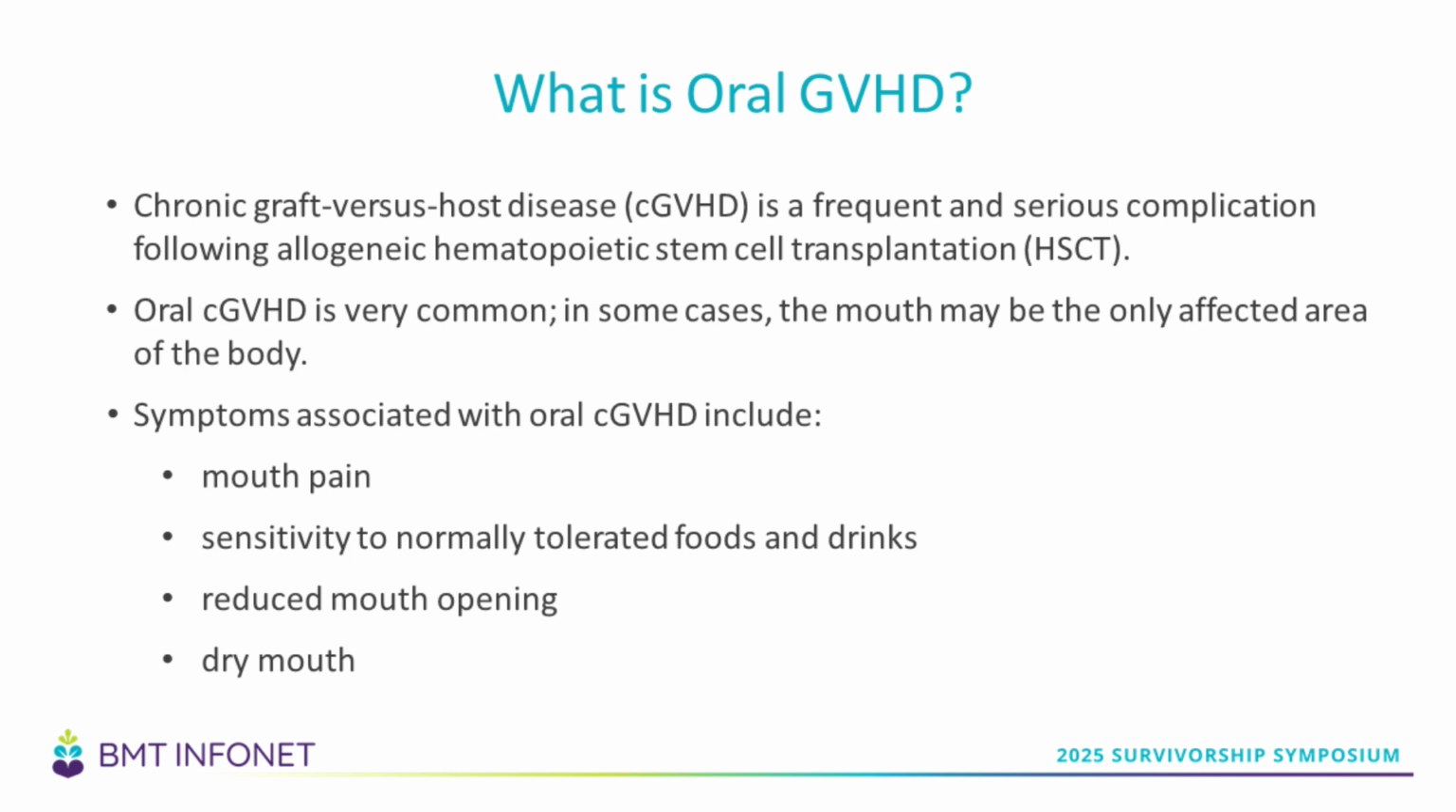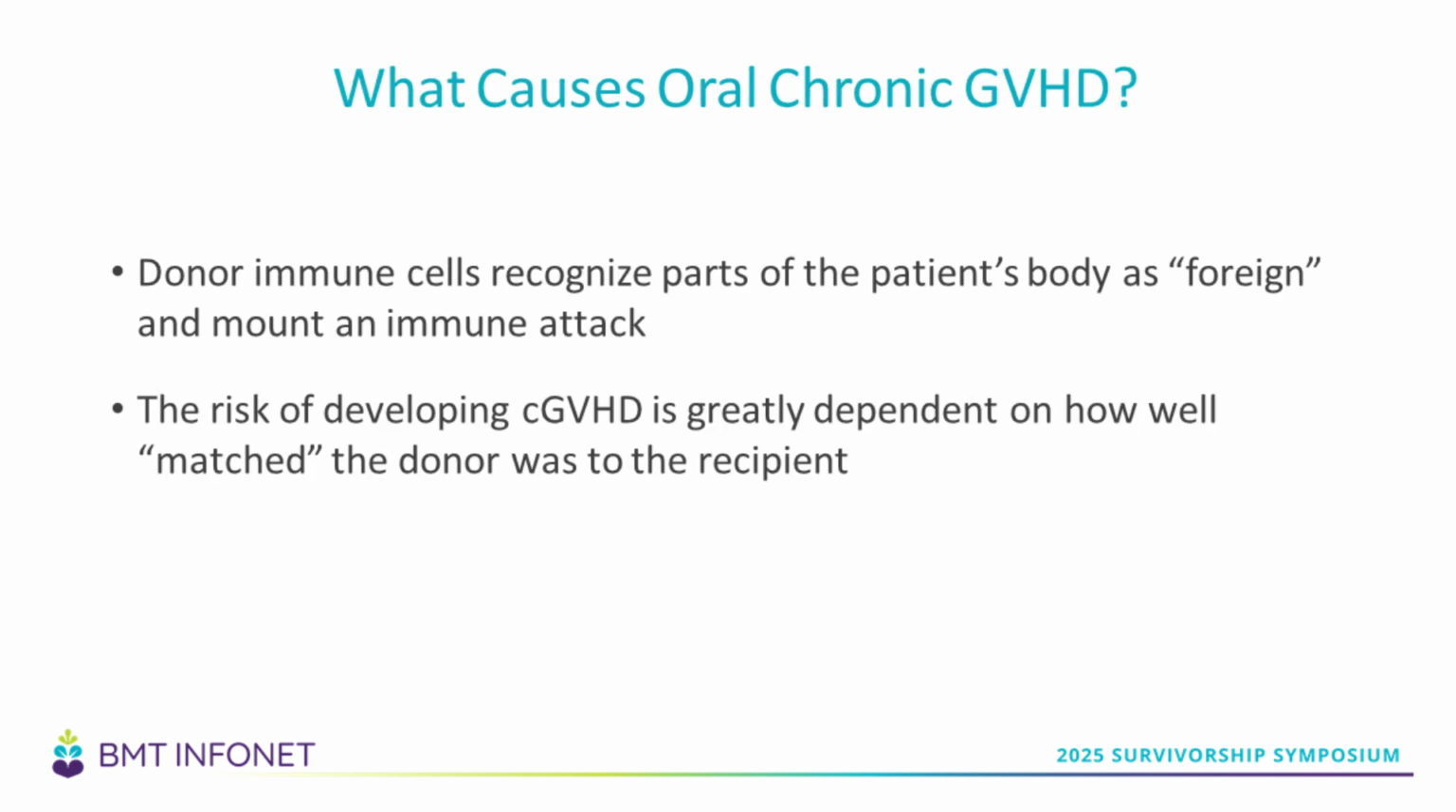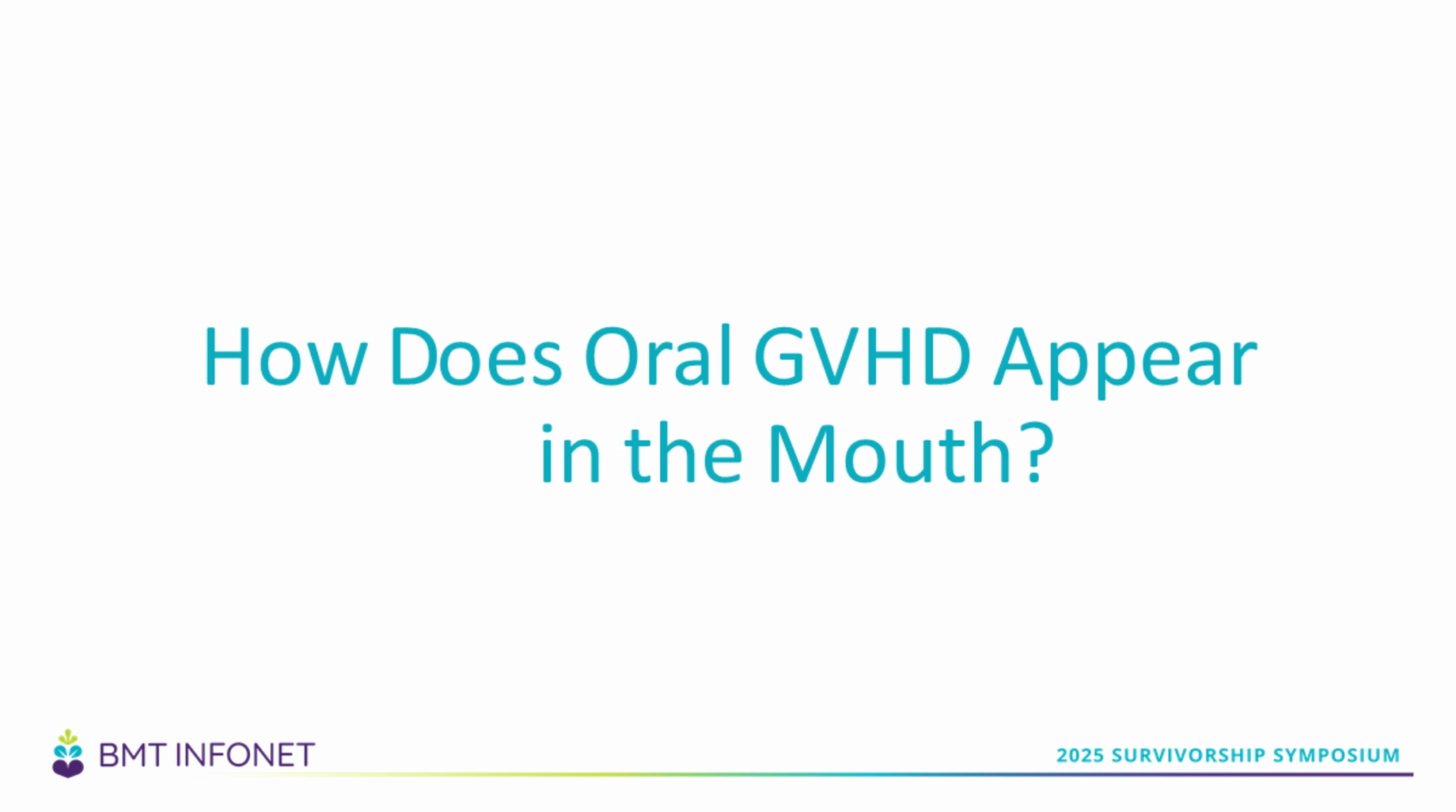And the symptoms of oral GVHD include pain, which is obviously a problem, sensitivity to normally tolerated foods. It can also affect mouth opening, and it can also cause dry mouth. What causes it? Well, the basic explanation is these wonderful new donor immune cells that are taking over the body and making a new immune system see the patient's body as foreign, and they mount an immune attack. So the risk of developing chronic GVHD is greatly dependent on how well matched the donor is to the recipient.